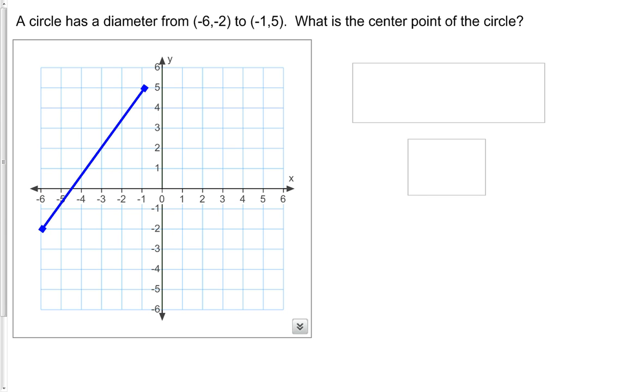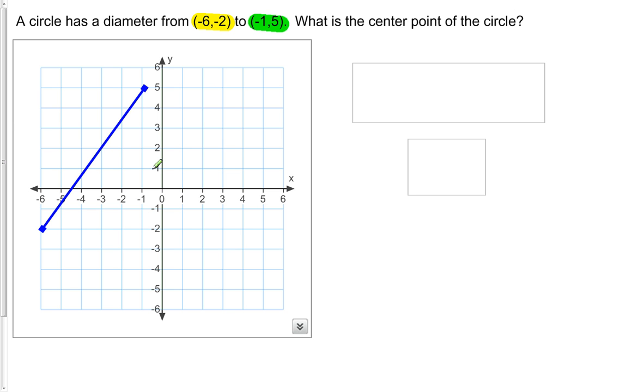Now we're going to use the midpoint formula to help us in a geometry problem. So it says here, a circle has a diameter from -6, -2, that's one of our endpoints on our diameter, to -1, 5, the other endpoint on our diameter. What's the center point of the circle?